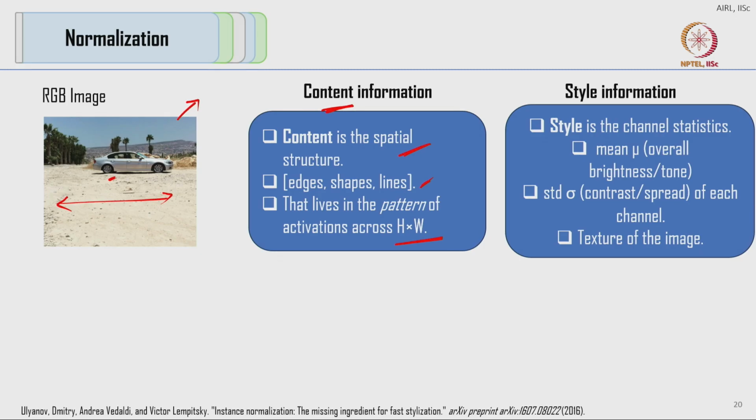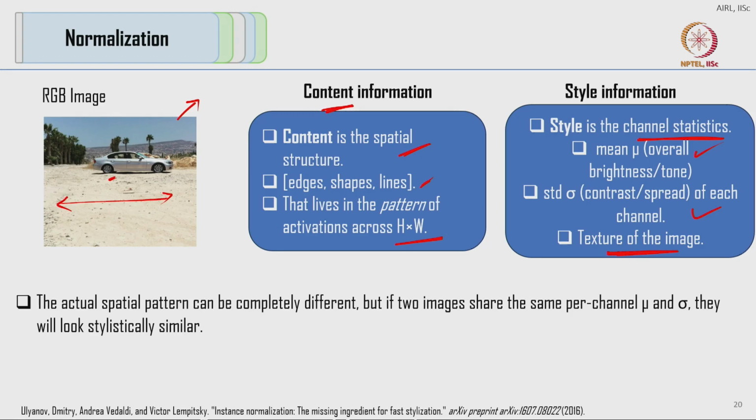Let's look at the style information. The style information is generally retained in the channel statistics. So it is either across mu or sigma, and this highlights the texture of an image. Let's take a different look at what it means as the texture of an image. However, just to conclude, even if the spatial pattern is completely different, two images that have the same per channel mu and sigma may stylistically look similar.